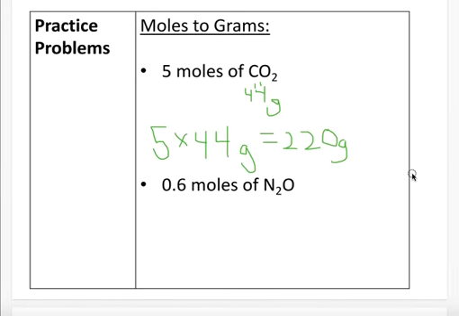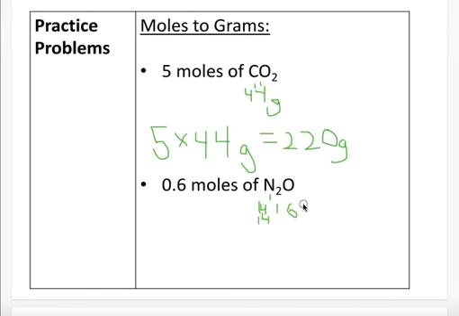Capiche? Okay, let's try the second one. So 0.6 moles of N2O, which is dinitrogen monoxide. First, I've got to find the molar mass of this. So nitrogen is actually 14 times 2, right? 28. And then we've got 16 for oxygen. So I'm going to add all that stuff together. 14 plus 16. No, hold on.